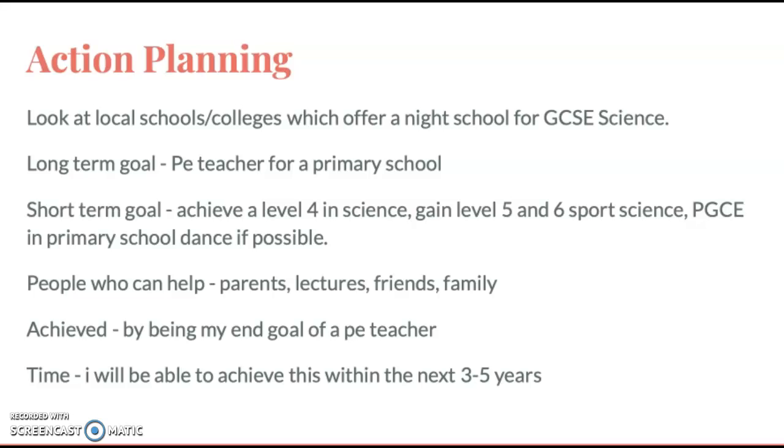My third short-term goal is to gain the qualification of a PGCE in dance. Next, I need to complete my long-term goal of finding a PE teacher's job in a primary school, which by having a qualification in dance will hopefully give me more of an advantage. I think all of these goals are realistic, achievable and measurable due to the smaller targets I've set myself along the way and how much time I've given myself. As well as that, I think all of my goals are realistic due to being simple and achievable.